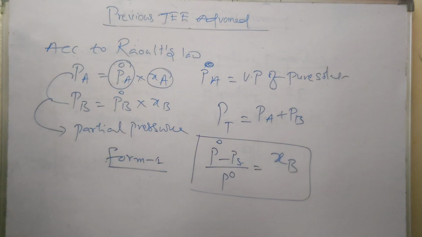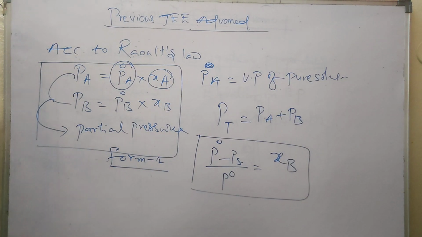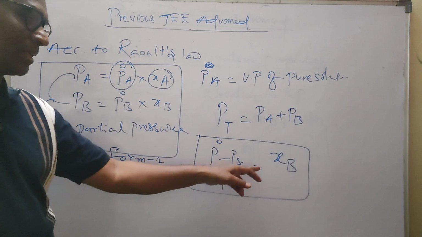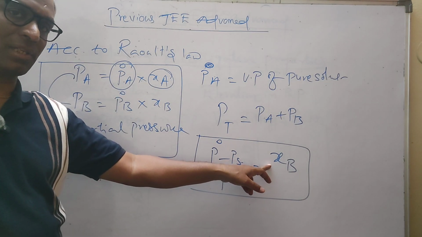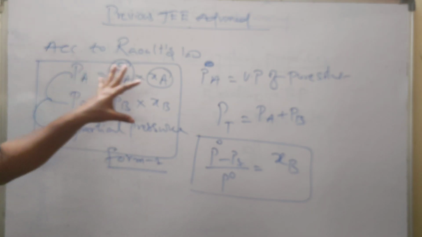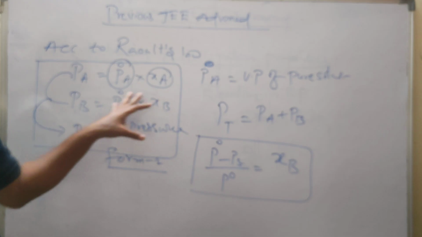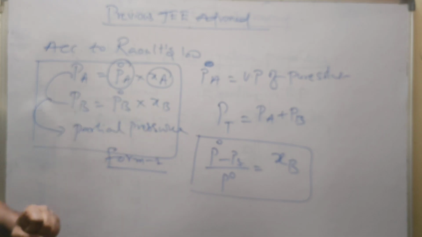This is Raoult's law form 2, and this is Raoult's law form 1. This one is applicable purely for dilute solutions, and the other is applicable only for ideal solutions. Anyhow, these are the two types of equations for Raoult's law.